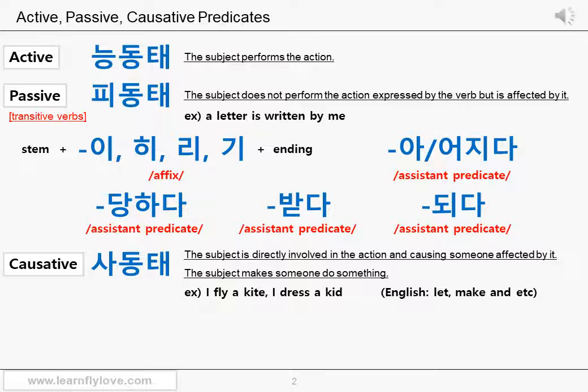I dress a kid. The same thing applies to this sentence too. You're not the one who dresses. You dress someone else. In this case, you should use a causative form in Korean.